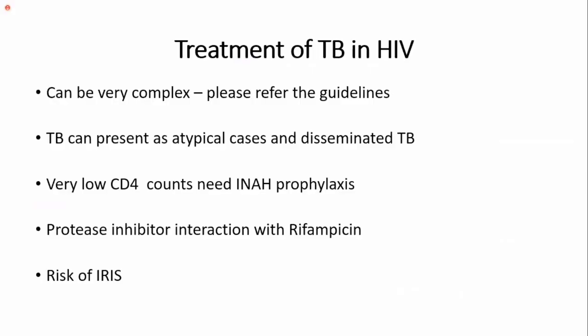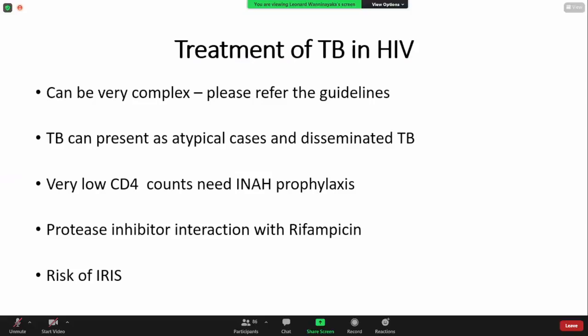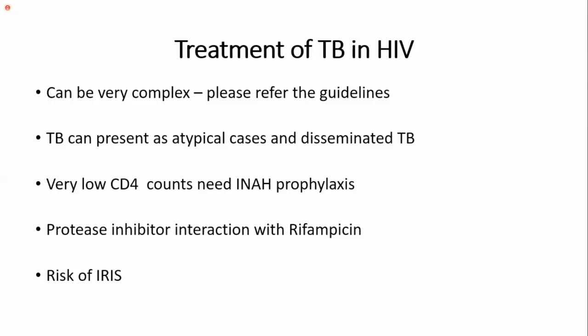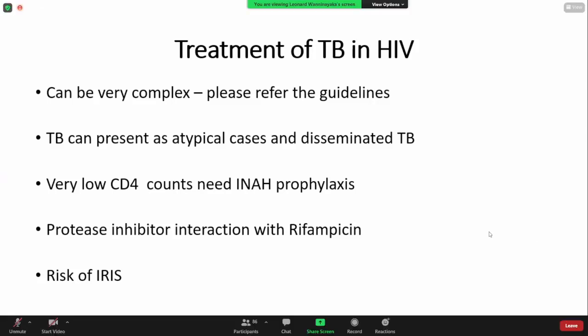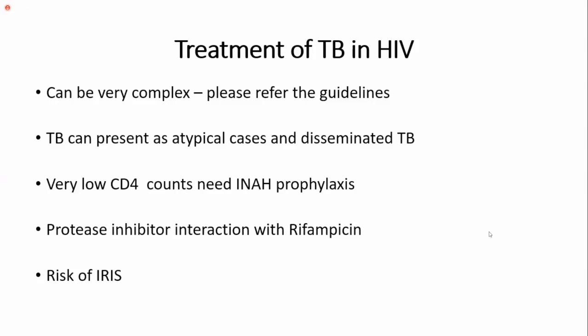Right, TB and HIV patients, so it's complex. You'll have to read about it. Usually TB can present as atypical cases and disseminated tuberculosis. Those who are having low CD4 cell counts will need isoniazid prophylaxis to prevent tuberculosis. And we know protease inhibitors will interact with rifampicin, and therefore there can be HIV treatment failures, and there can be risk of IRIS that I told you about when you treat a patient on HIV treatment with anti-tuberculosis medicines. Right.